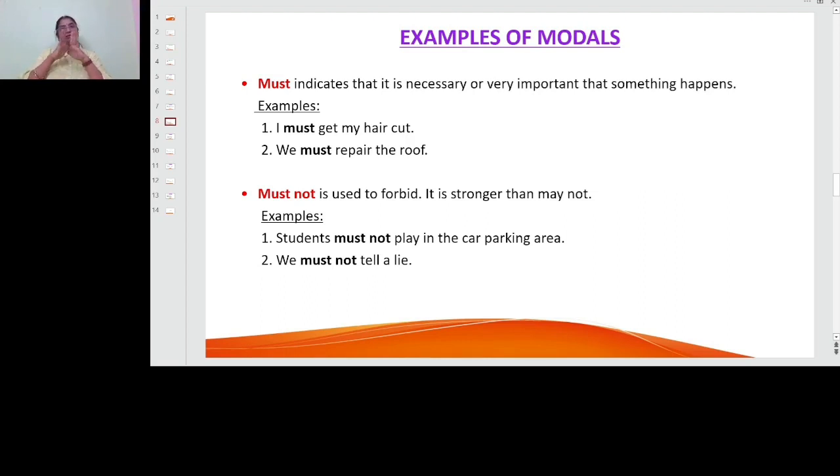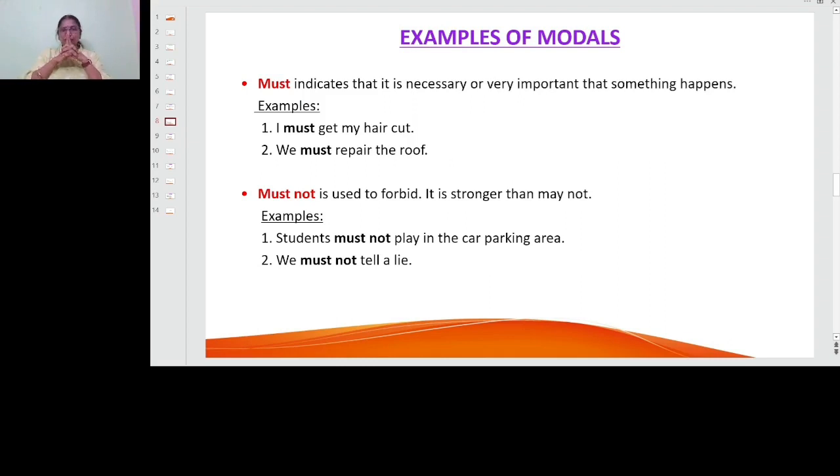And must not is don't do that. Just the opposite. Must not is negative, must is positive. Must not is used to forbid. That means no permission. It is stronger than may not. I may not is doubtful. Must not means it's an order. That's the difference between these two.